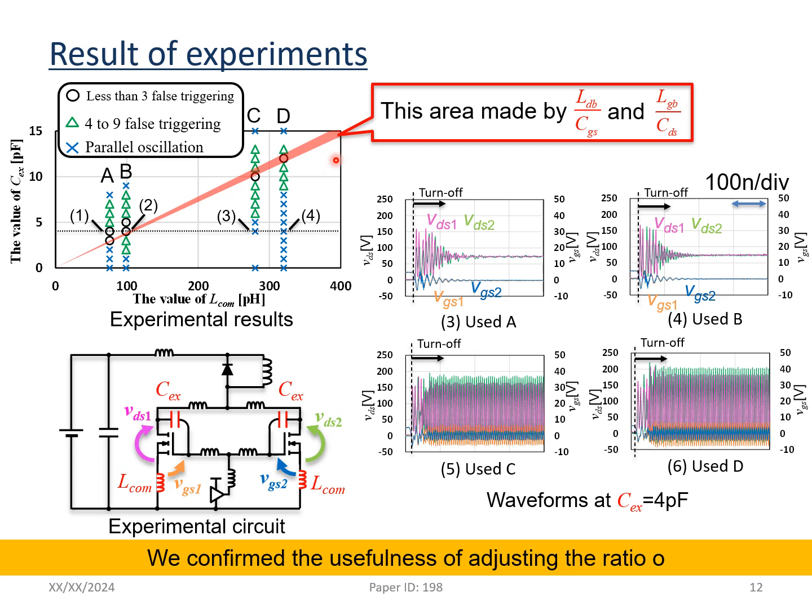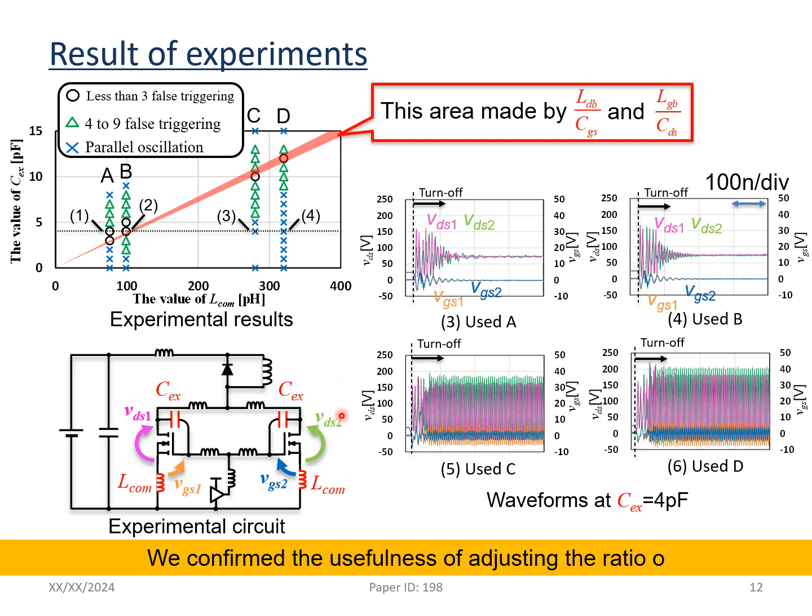This red area shows the area made by the ratio of the parasitic inductance and the parasitic capacitance. So this area satisfies the suppression condition of the parallel oscillation.